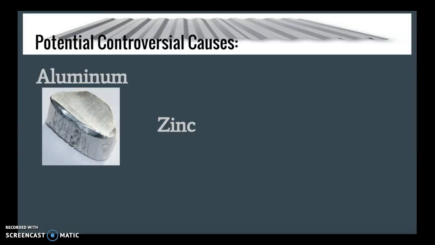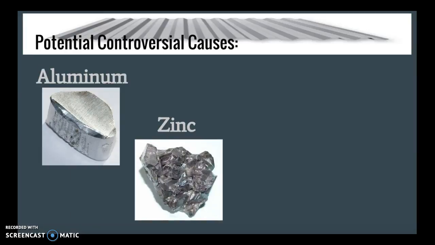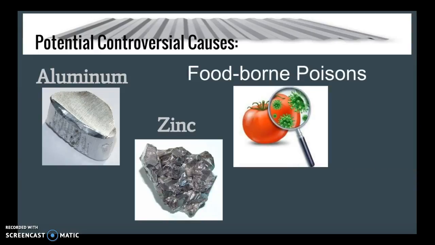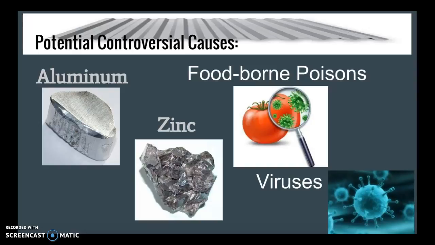Even with zinc, some studies say that too little zinc may lead to Alzheimer's disease, or too much zinc may lead to Alzheimer's disease, whereas other studies, once again, have shown otherwise. Even some foodborne poisons, which means toxins in food, may lead directly to Alzheimer's disease. And possible viruses and infections may also lead to Alzheimer's disease, whereas other studies say that it's not true.